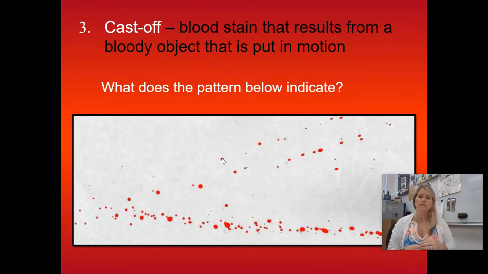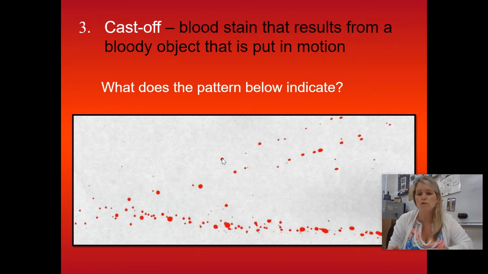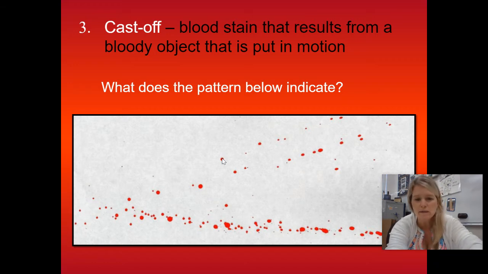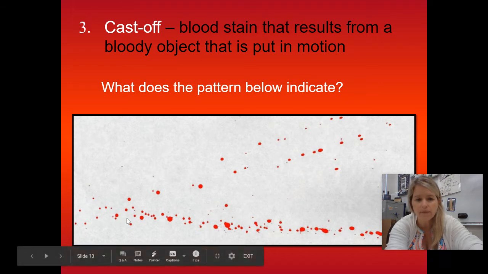So cast off is one of my favorites. Cast off is showing you that somebody was in some sort of altercation and they had a weapon or their hand, something that they're swinging. And every time they swing it, it creates this cast off pattern. So if you look at this one, how many times do you think the person swung? Let's say this is an axe and it's covered with blood. How many times do you think they swung this axe? So I'm looking at it and I see here's one swing, here's another swing, and this is probably two swings right here because it looks like double the concentration of blood here. So I'm going to say they swung it about 4 times.